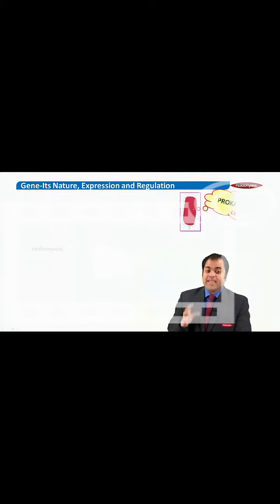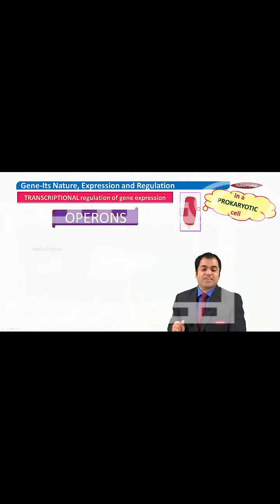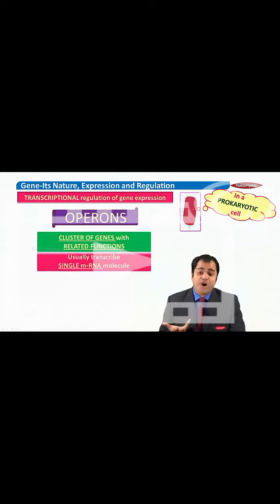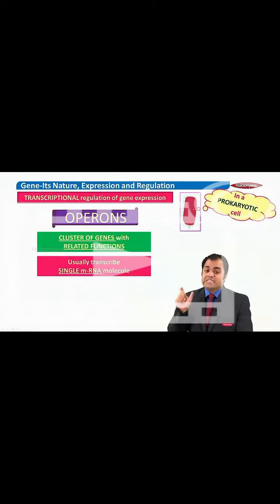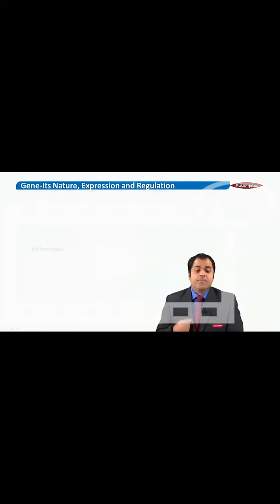Now remember that in a prokaryotic cell, the regulation of gene expression is done with the help of these special units which are called as operons, right? Now what are operons? By definition, operons are a cluster of genes with related functions. Is that okay? And typically operons would transcribe usually a single mRNA molecule. In a bacteria like E. coli, there are about 260 genes that are organized or grouped into 75 different operons. Is that okay? Moving on.